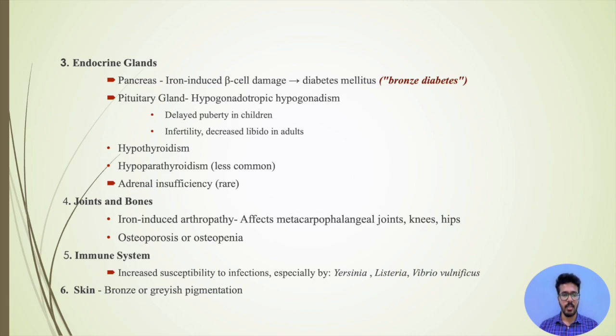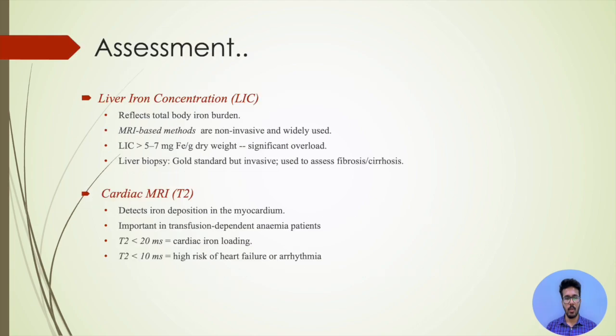In the immune system, there is increased susceptibility to infections, especially by Yersinia, Listeria, and Vibrio. In the skin, there is bronze or grayish pigmentation. Assessment of iron overload. Liver iron concentration reflects the total iron burden in the body. MRI-based methods are non-invasive and are widely used for liver iron concentration assessment. LIC, liver iron concentration, of more than 5 to 7 milligrams of iron per gram dry weight is significant in iron overload. Liver biopsy is the gold standard method.